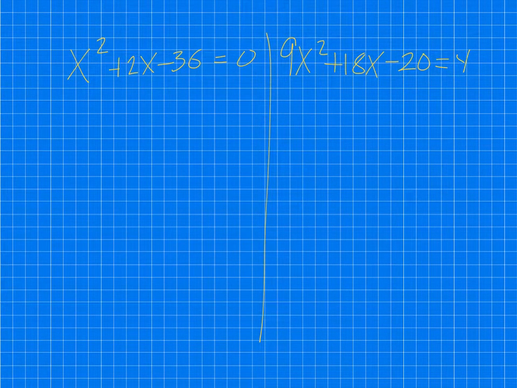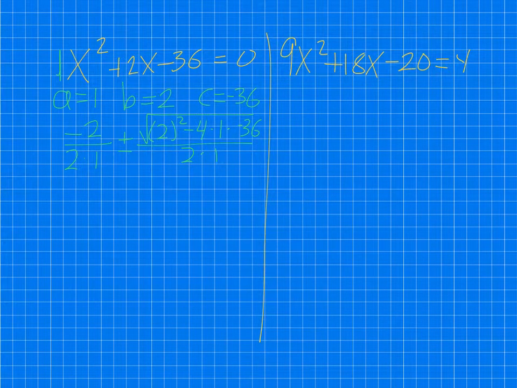I'm going to try solving these using the quadratic formula. In our first case, first thing I might do is add a 1 in front of my x squared so that I don't get confused, because then we know that a is equal to 1, b is equal to 2, and c is equal to negative 36. The quadratic formula is going to be negative b, so negative 2, over 2 times 1 for a, plus or minus the square root of 2 squared minus 4 times 1 times negative 36, all over 2 times 1.